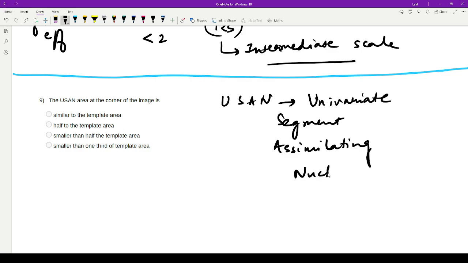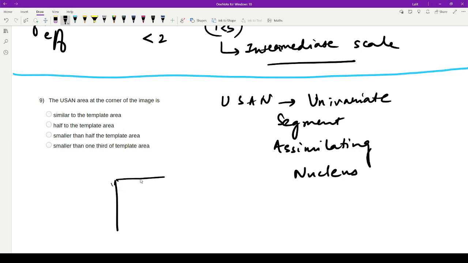So as I said, assimilating nucleus means how close is it to the central pixel. Nucleus means the central pixel. Assimilating means how close is it to the central pixel. Univariate segment means whether the whole patch has similar values or different values to that of the central pixel. That's how the word came. Univariate segment assimilating nucleus. So the USAN area at the corner of the image is what? Is it similar to the template area?